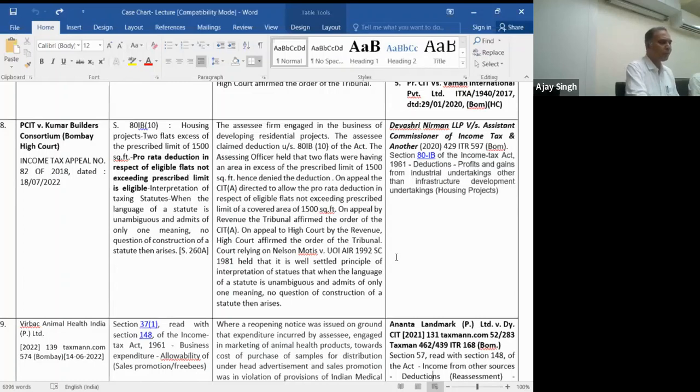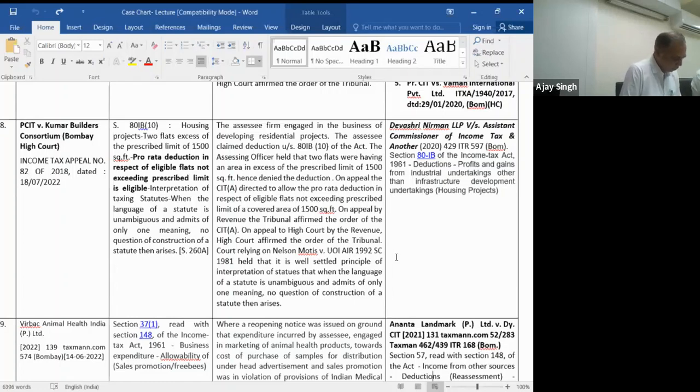When the matter reached the tribunal, the tribunal allowed this. The appeal was allowed by the CIT appeals also, and thereafter the ITAT Pune decided and allowed the appeal of the assessee, saying that the pro rata deduction in respect of eligible flats, not exceeding the prescribed limit of 1500 square feet area, to that extent should be allowed.